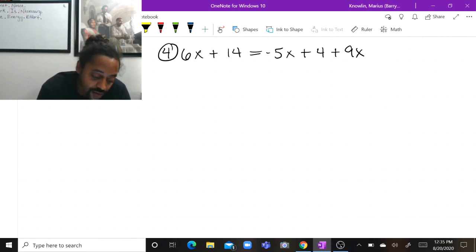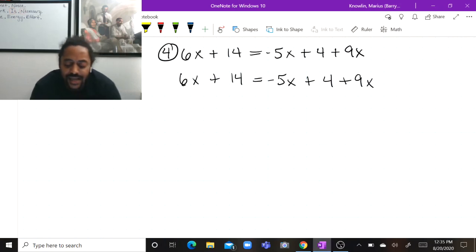So let's start off by rewriting our problem. We have 6x plus 4 equals -5x plus 4 plus 9x. And I think I said 4 instead of 14. I meant to say 14. Sorry about that. But either way, let's go ahead and divide our equation into 2 parts, left side and the right side. Now on the left side, we don't have to do anything. It's fine. But that right side, we have to combine some like terms.